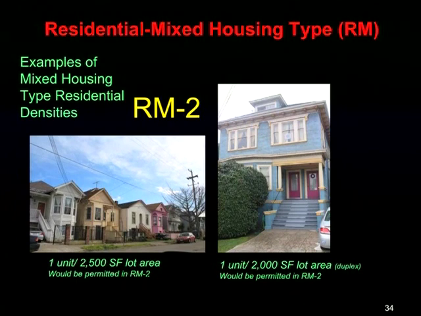units. The number of units you can build depends on your lot size. The formula is 1 unit for every 2,500 square feet of lot area.